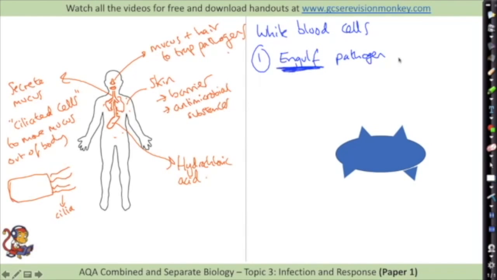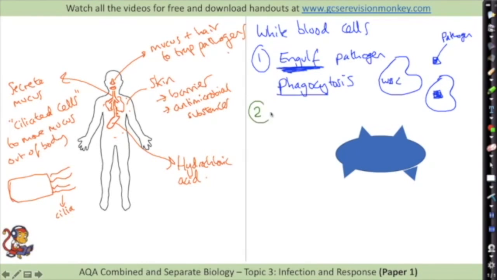We mean engulf. So here we have the white blood cell, for example, moving towards our pathogen, and that will simply come and engulf it and then break it down inside it. And this process of engulfing the pathogen and breaking it down is called phagocytosis.